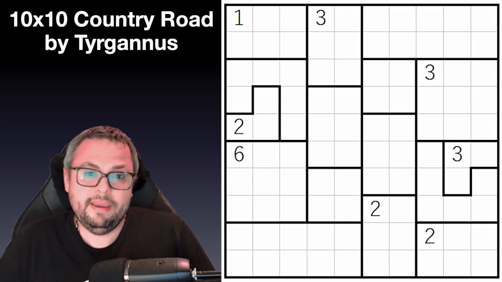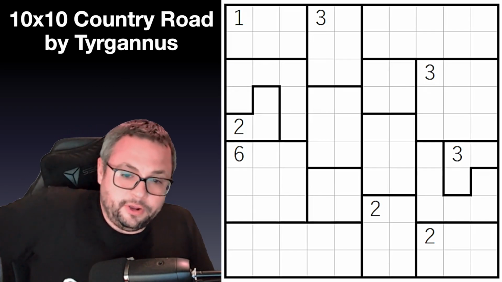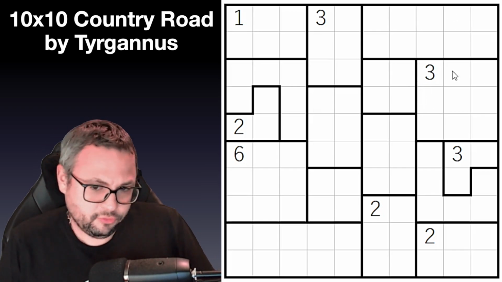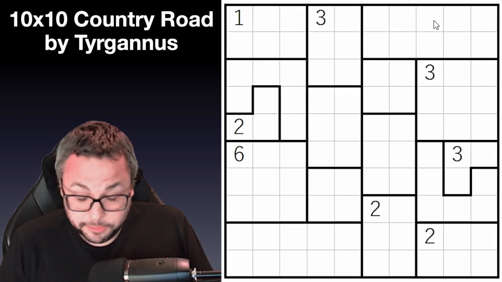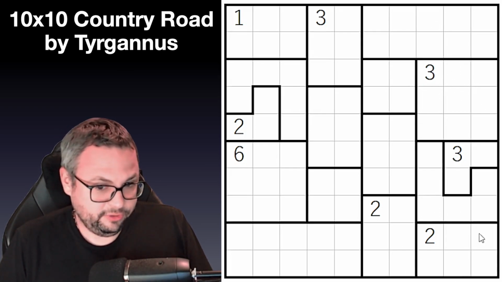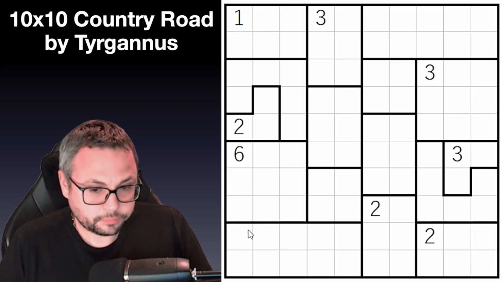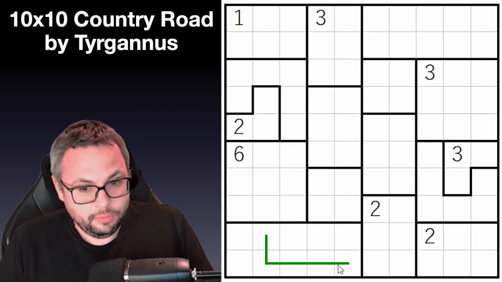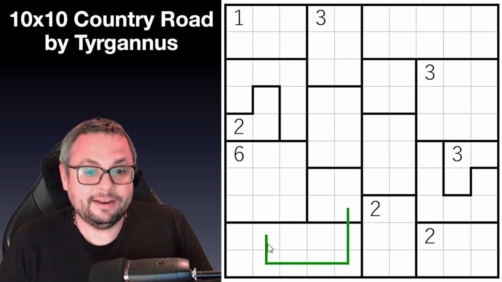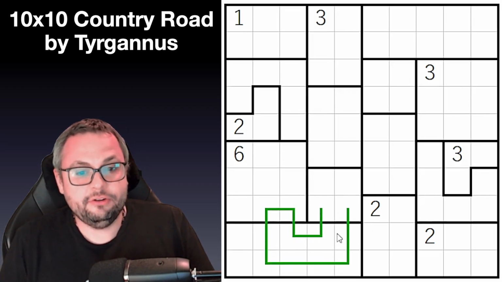Country Road is one of my favorite genres, and it's a loop genre, but it's my favorite loop genre. And in Country Road, we have to make a loop. But you'll see we have these Hayawake-esque regions floating around, and we have to make sure we visit each of them exactly once. So the thing I can't do is that.